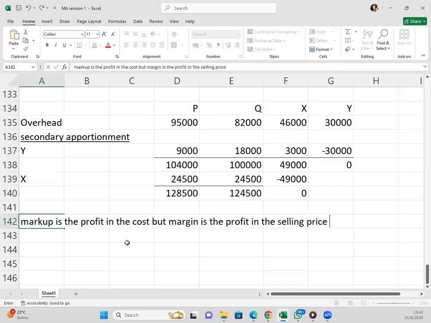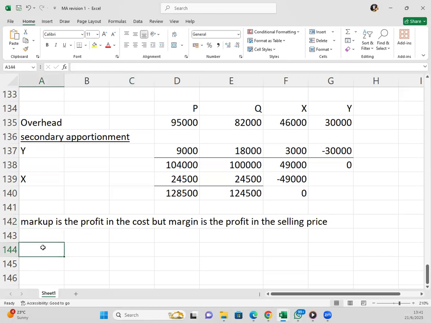Markup is the profit in the cost, margin is the profit in the selling price. So we can change the markup to margin. So the markup was given as what? Yes, what was that, Bowen? You said how much? 20. 20 is the markup, right? Yeah. So if it's 20%, that's 20 over 100.